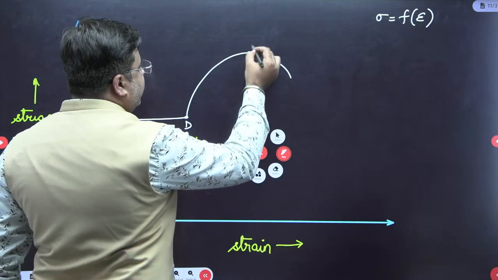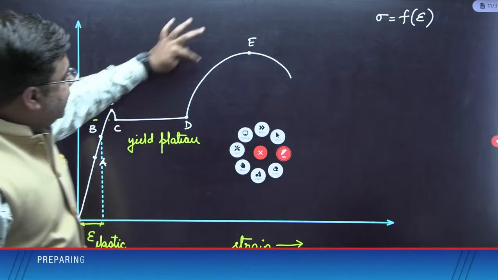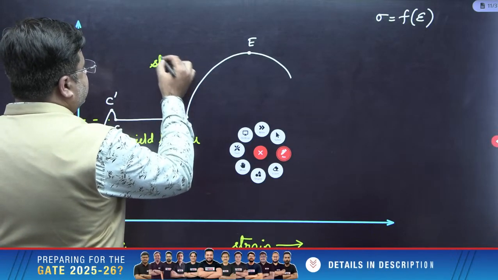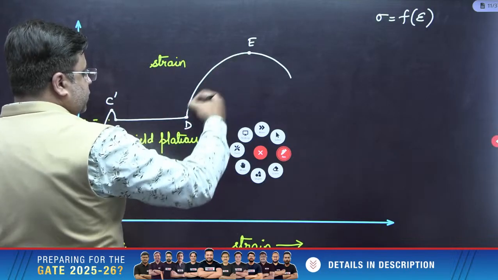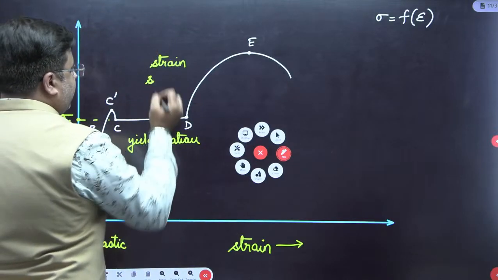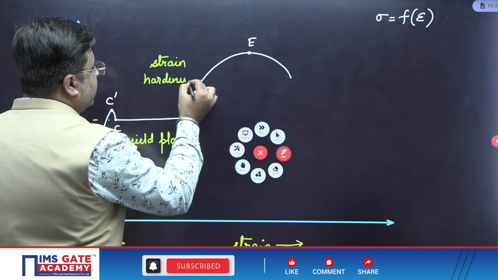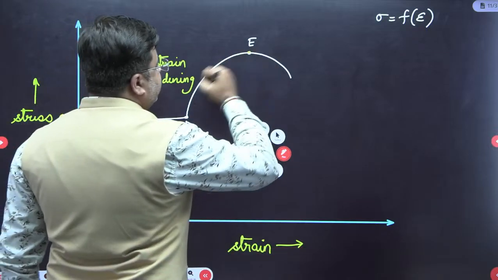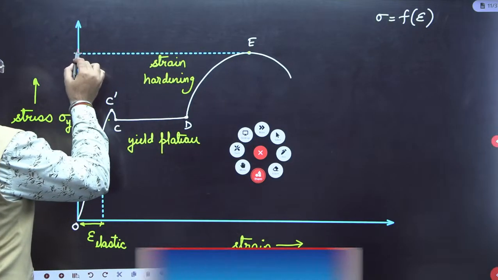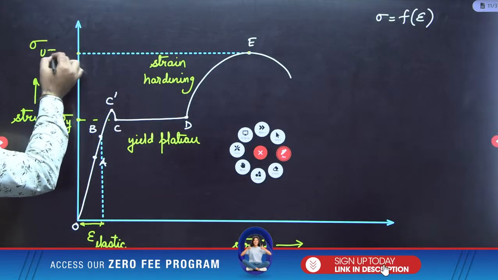You have the ultimate load point, which is also called the ultimate tensile strength of mild steel. This DE is called the strain hardening zone. Why strain hardening? Because in this portion additional resistance is offered by the mild steel. This E is called the ultimate load point. The stress corresponding to point E is called the ultimate tensile strength, UTS.